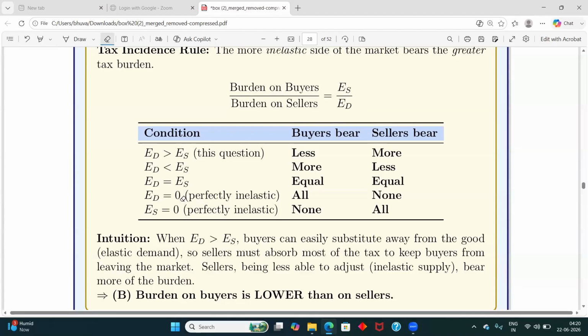Elasticity of demand is equal to 0: the entire burden is paid by the buyer. Elasticity of supply is equal to 0: the entire burden is paid by the seller.